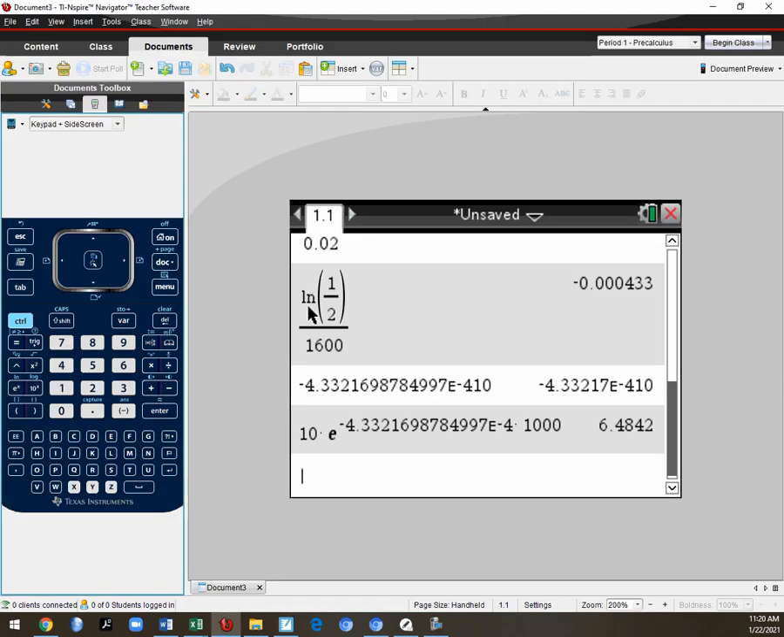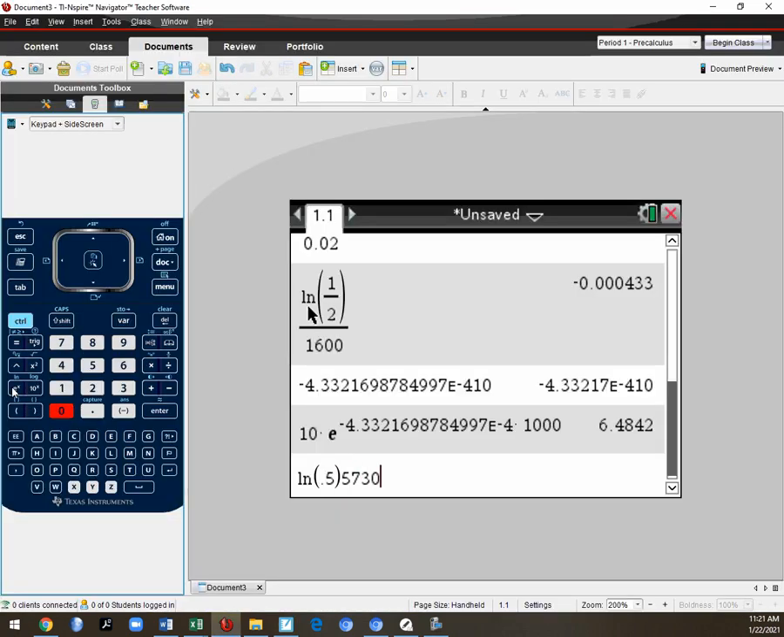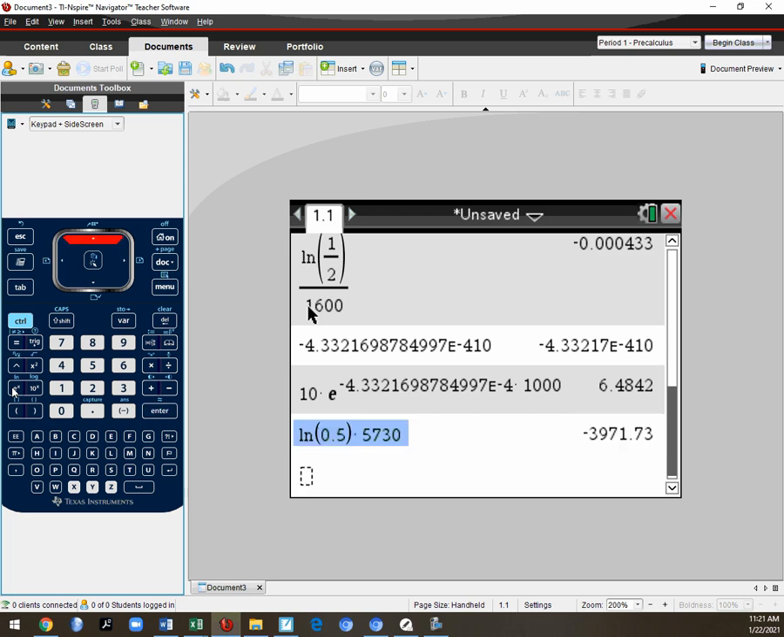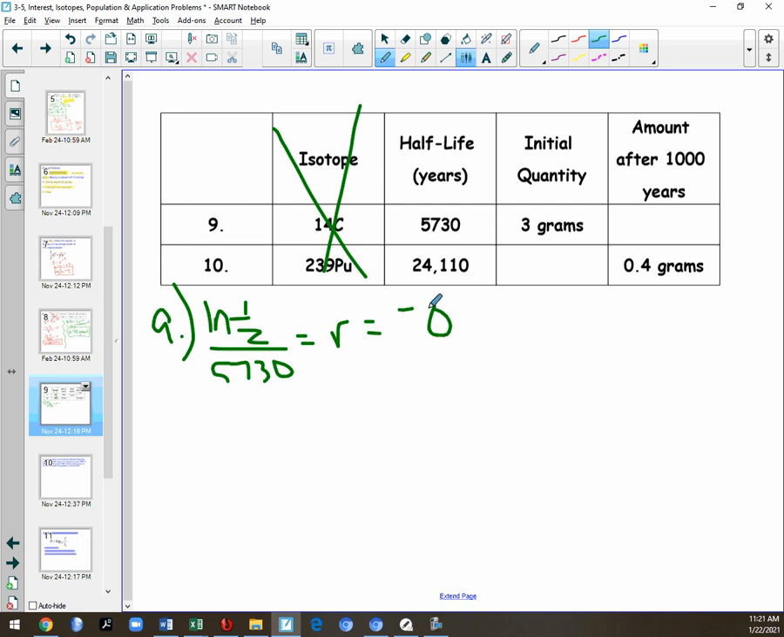So I'm going to come over here and take the natural log of 0.5 divided by 5730 and hit enter. I did not type that in right. So my rate at which it's declining is negative 0.000121. Now I need to find the amount that I'm going to have after 10,000 years, or after 1,000 years, sorry.